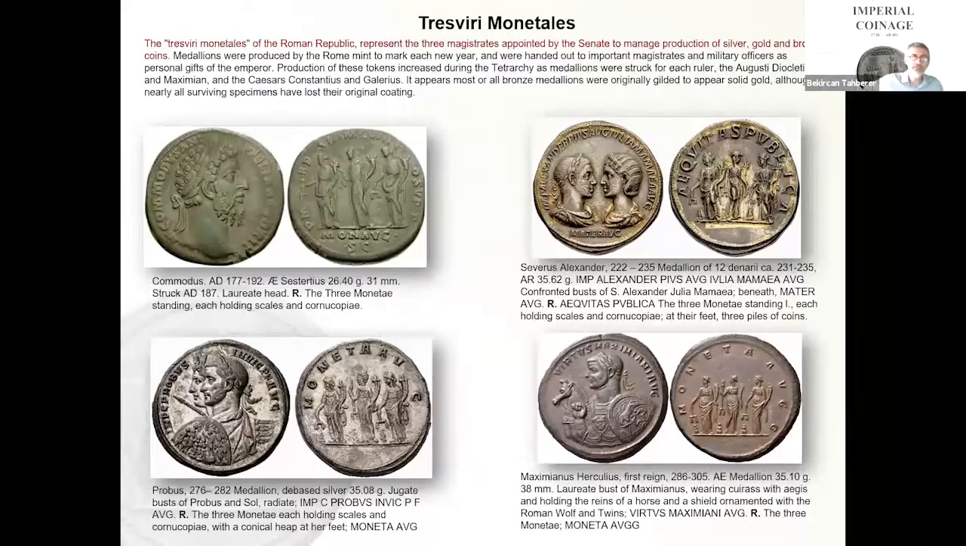They were minted for special purposes. Even though this one for Commodus was just a sestertius, it was not a medal, but all the others are medals, and they were issued apparently the first year of the reign of an emperor to distribute to dignitaries, high-ranking soldiers, and so on and so forth.